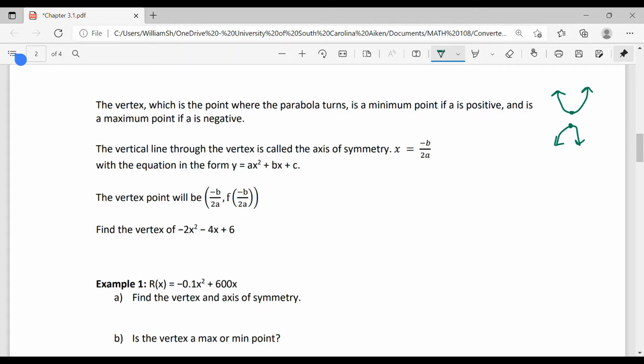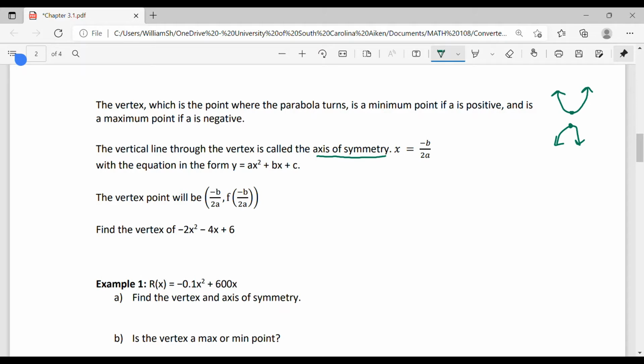The vertical line through the vertex is called the axis of symmetry, and its equation is x equals negative b over 2a, with the equation in the form y equals ax squared plus bx plus c. So that's where you get your b and your a from, your c as well. Now the vertex point will be negative b over 2a, comma f of negative b over 2a.